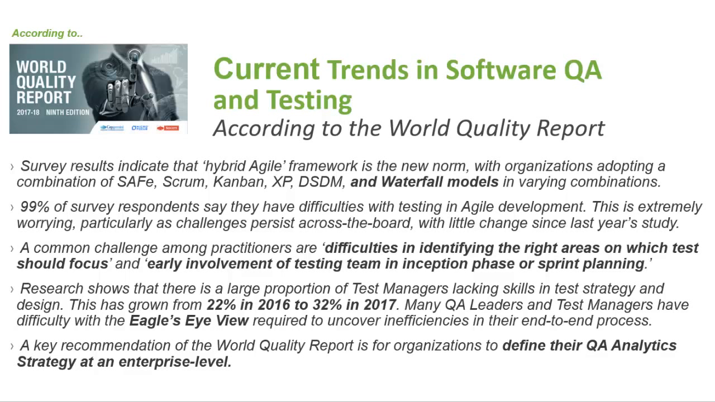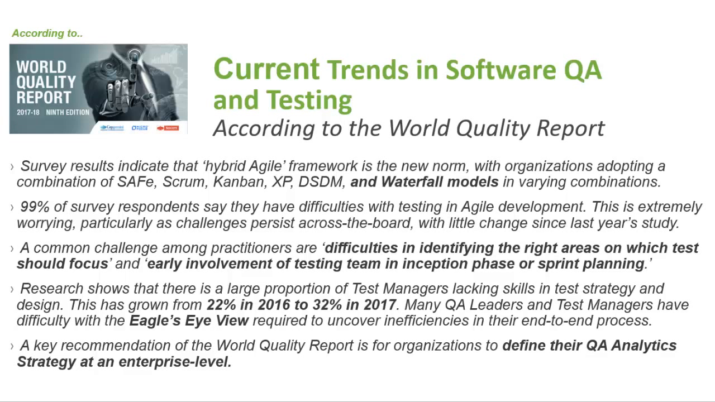Also, the research is showing that a large proportion of us, and you might be a test manager or a QA leader watching this today, have self-admitted, or a peer has provided this input, that they lack the skills around strategy and design when it comes to the master test strategy in an organization. So this has grown from 22% in 2016 to 32% in 2017, and seems to continue to grow. So many QA leaders and testing managers are having difficulty with this bird's eye view, or this eagle's eye view, required to uncover inefficiencies in their end-to-end process.